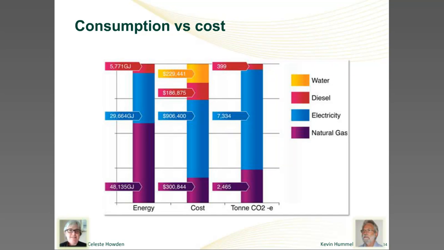Energy consumption is how much you use. You can see here a typical scenario for a big energy user. The left-hand bar shows the amount of energy used, categorised by the three energy sources they use: gas, electricity and diesel. It shows energy consumption in gigajoules.